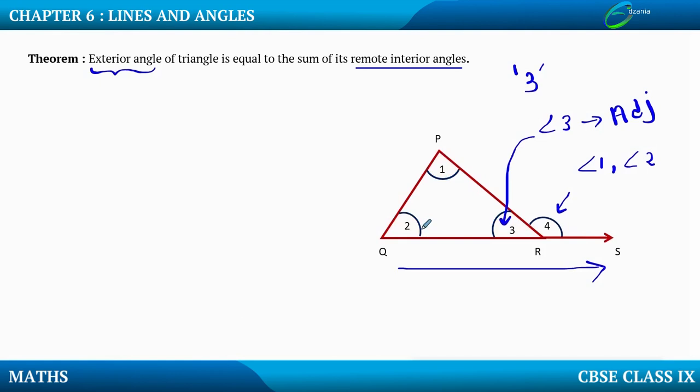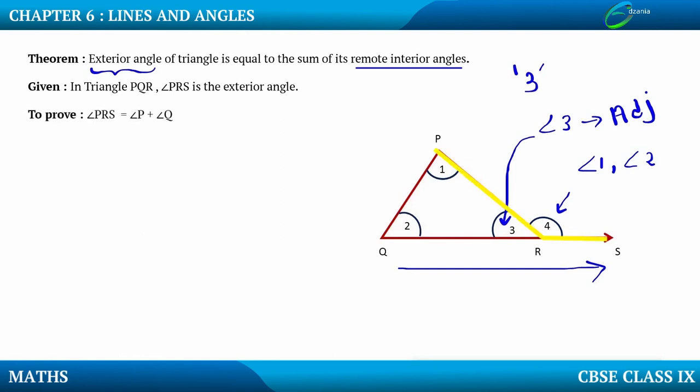And we are supposed to prove that this exterior angle is equal to sum of the remote interior angles. So first of all, it is given that in triangle PQR, I can say angle PRS is the exterior angle, that is angle 4. Now we are supposed to prove that this angle PRS, that is angle 4, is equal to angle P plus angle Q, which are remote interior angles. Let us start with the proof now.